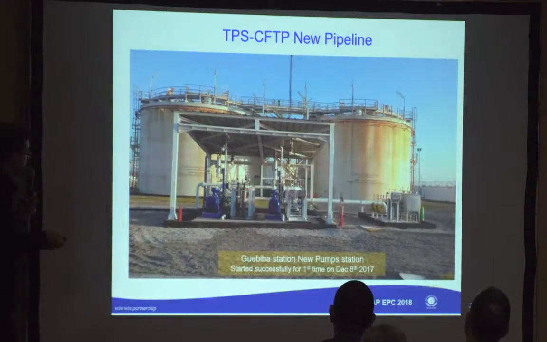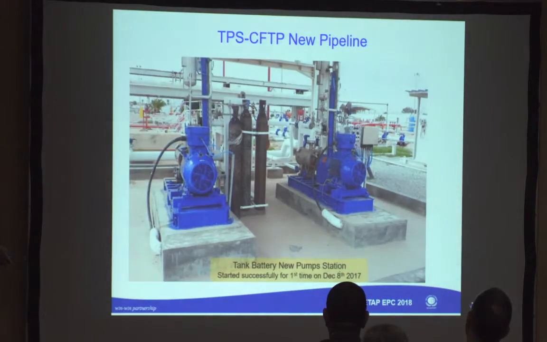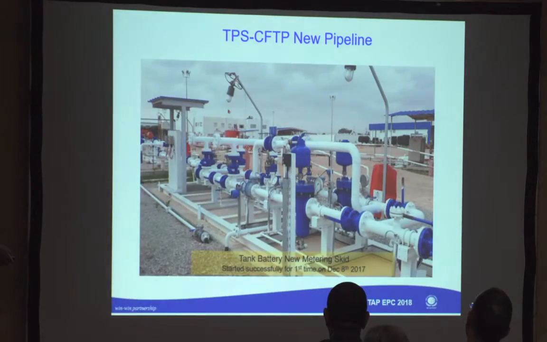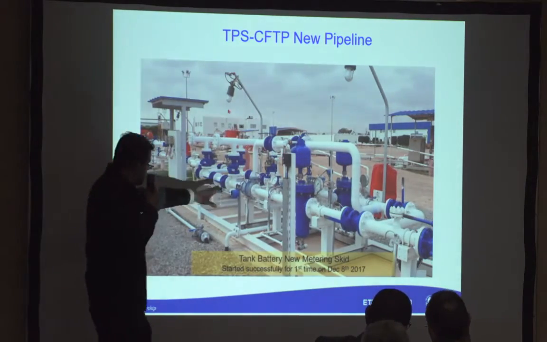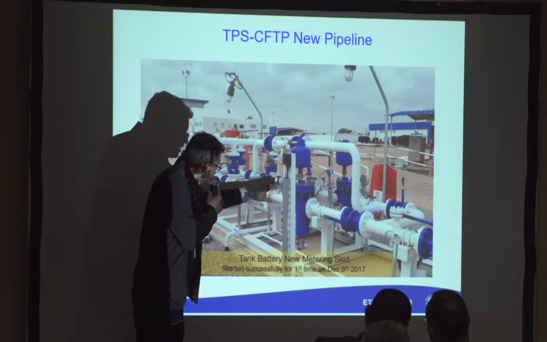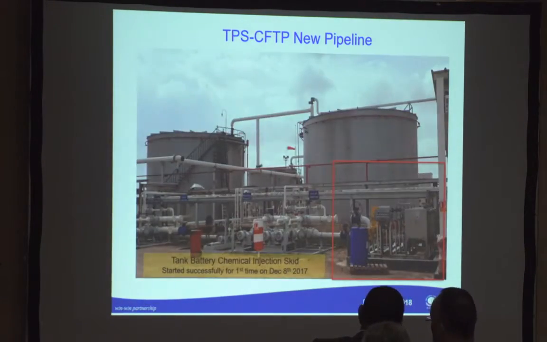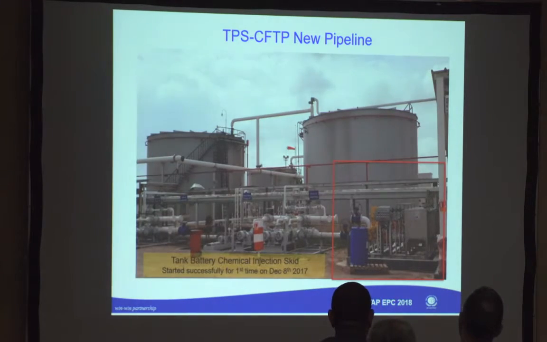Some pictures quickly, very quickly. It's a pumping station at Biba. This is the pumping station at tank battery. This is the pumping station at CFTP. The metering skid at tank battery. It contains 2 metering bays over gear technology product. Here the chemical injection skid at tank battery.